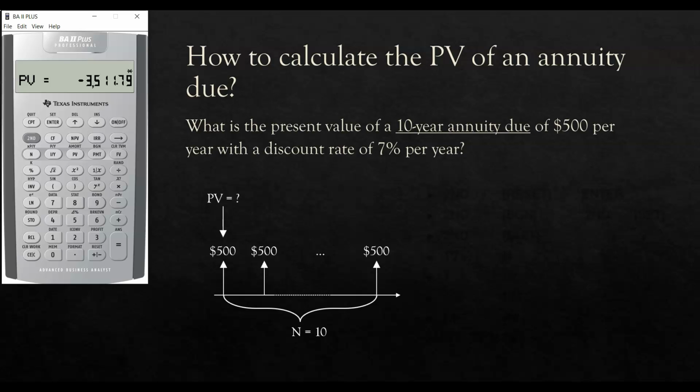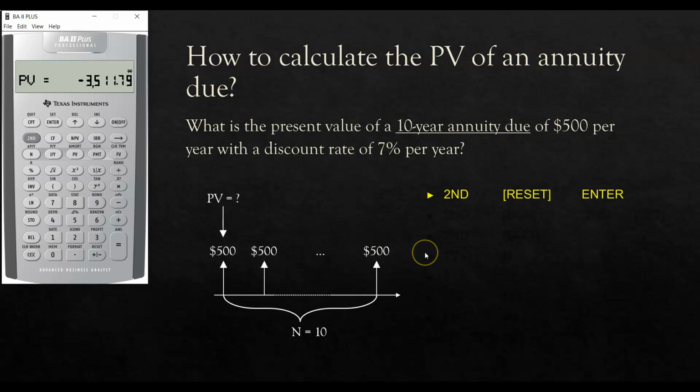If you have an annuity due, when you run your calculation, you do have to make an adjustment because the calculator automatically assumes you're doing the calculation for an ordinary annuity. But if you're dealing with an annuity due, you can still do the calculation, but you have to make an adjustment on the calculator, which I'm going to show you in a minute.